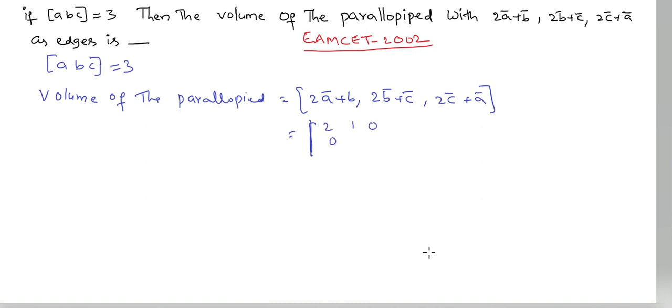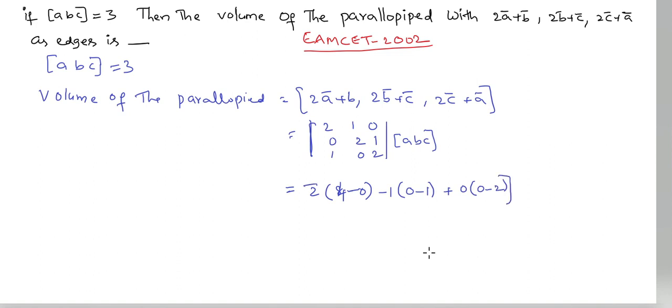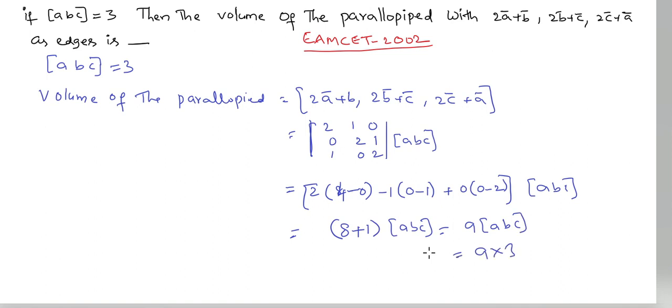That is the determinant 2 1 0, 0 2 1, 1 0 2 into box of ABC, that is equal to 2 into (4 minus 0) minus 1 into (0 minus 1) plus 0 into (0 minus 2) into box of ABC, equal to (8 plus 1) into box of ABC, equal to 9 into box ABC. The box ABC value is given, so 9 into 3.